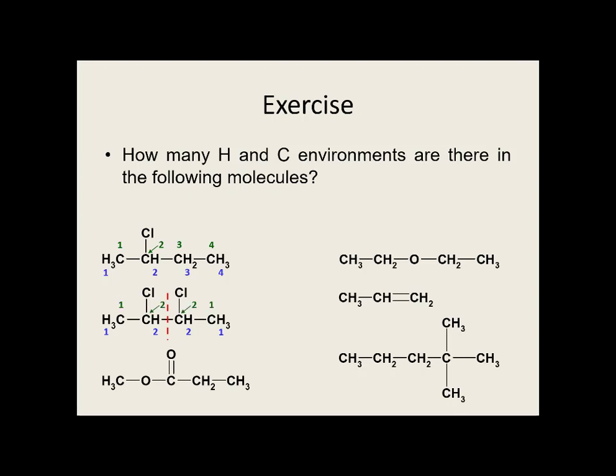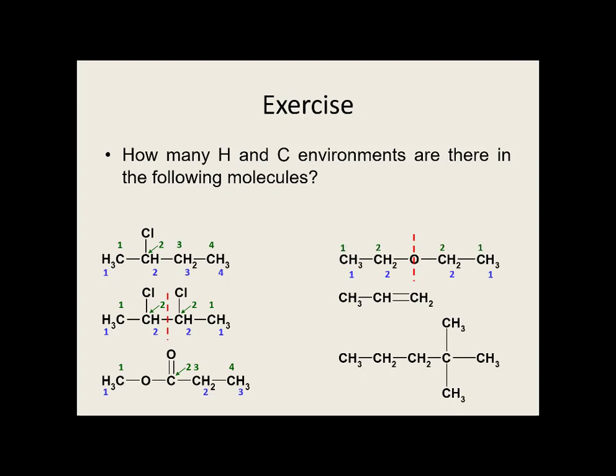Methyl propanoate has no plane of symmetry, and all hydrogen and carbon environments are different. There are three types of hydrogen and four types of carbon. Diethyl ether has a plane of symmetry through the oxygen atom, so again we have two different types of hydrogen and two different types of carbon.